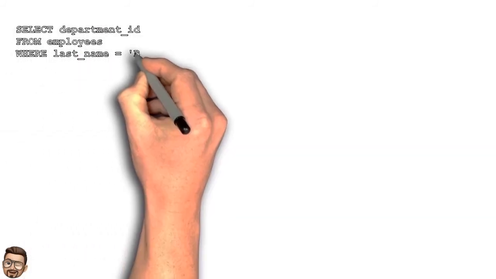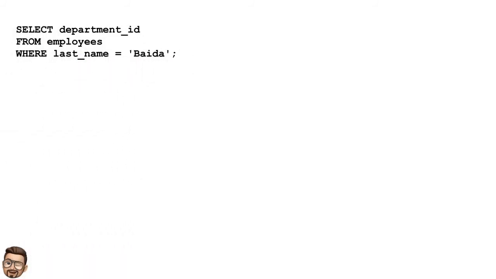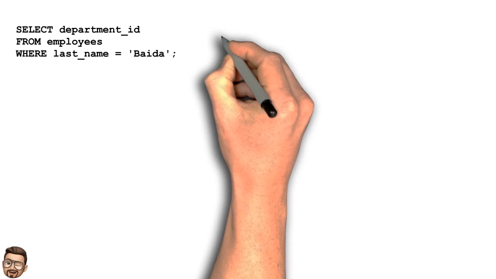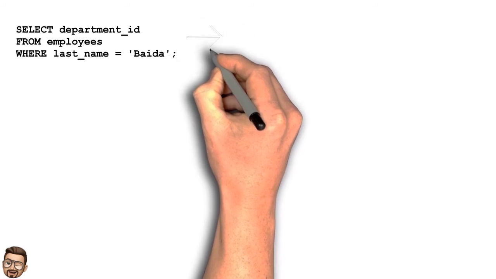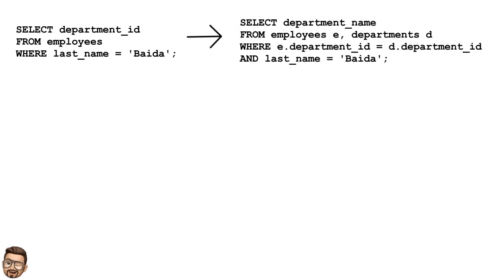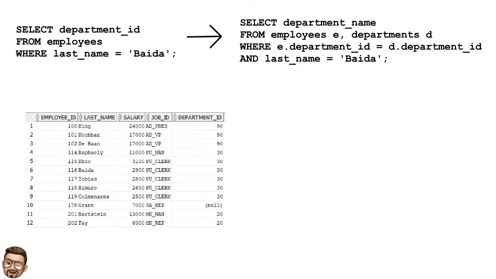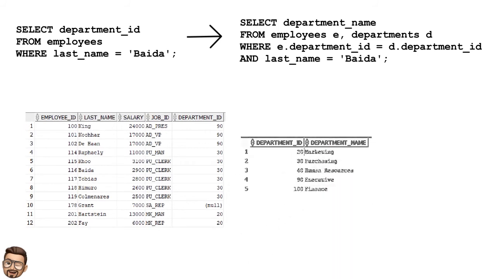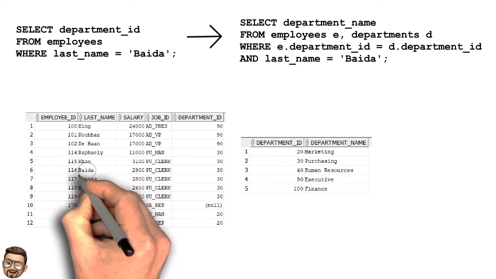Just now, this is the SQL queried by Ali to get his partner's department. Select department ID from employees where last name equals Baida. But if Ali wants to know the details of the department name of his partner, he needs to query: select department name from employees E, departments D where E.department ID equals D.department ID and last name equals Baida. First, we will take a look. Baida is in department 30.